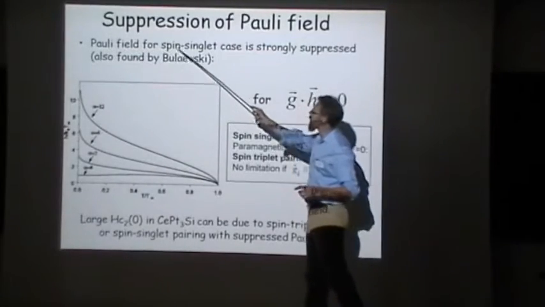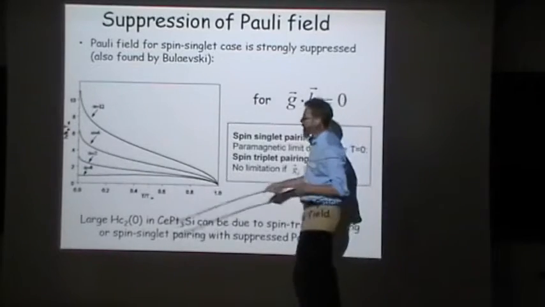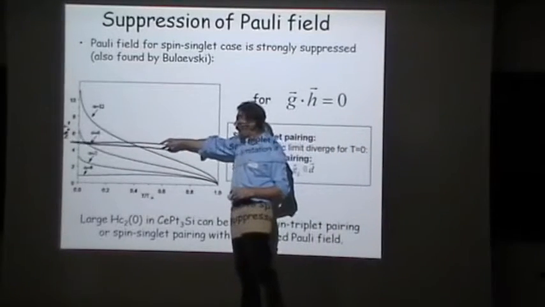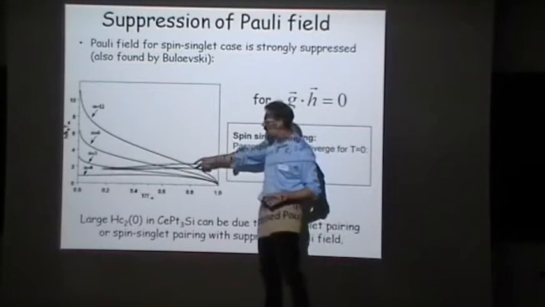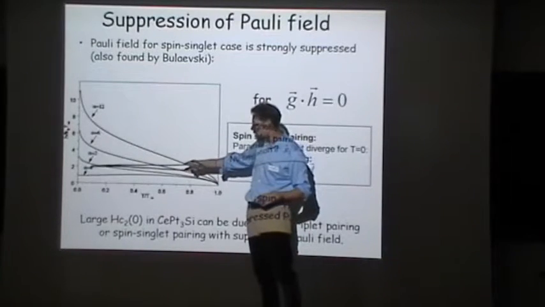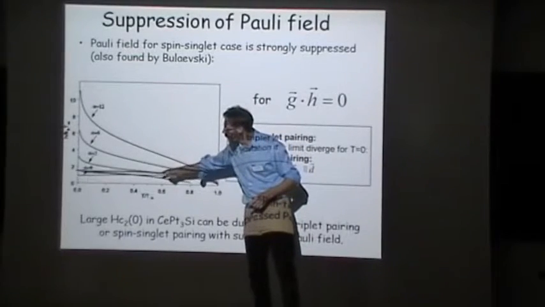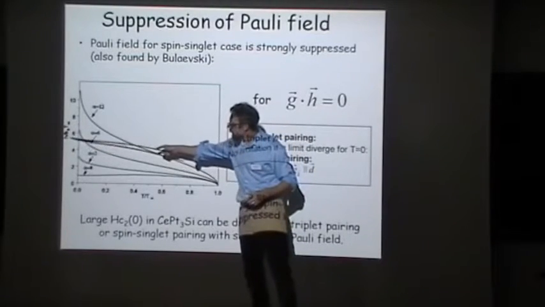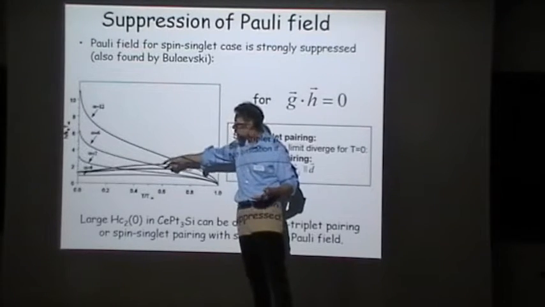So the Pauli field for the spin singlet case is strongly suppressed, and I've shown that here. This is the Pauli field as a function of temperature for various spin orbit couplings, and the spin orbit coupling is essentially measured in the gap energy. If we have no spin orbit coupling, you get the usual Pauli field, and that lies somewhere around here, and that's when, again, as I mentioned, H, mu_B H is on the order of delta.